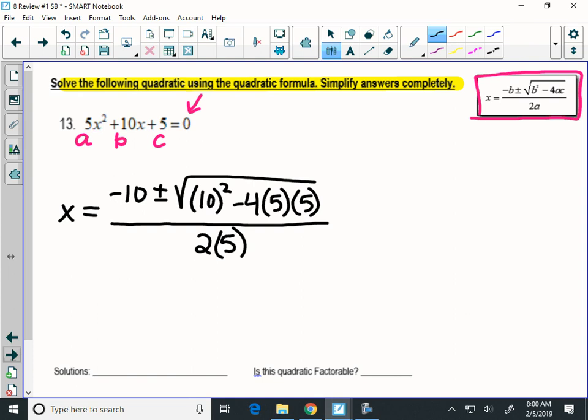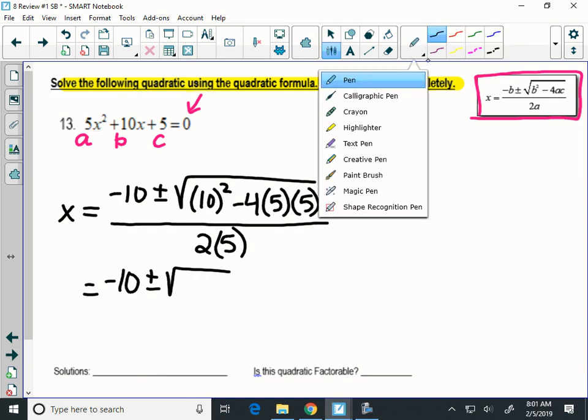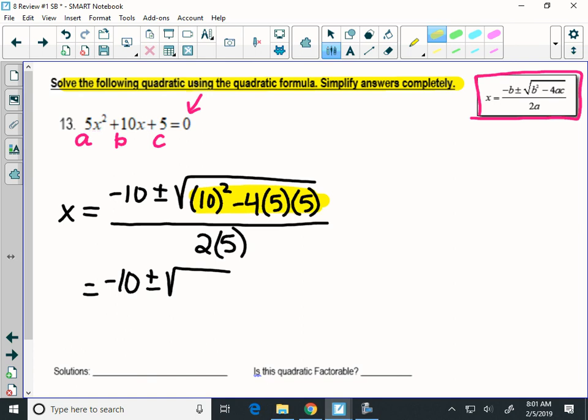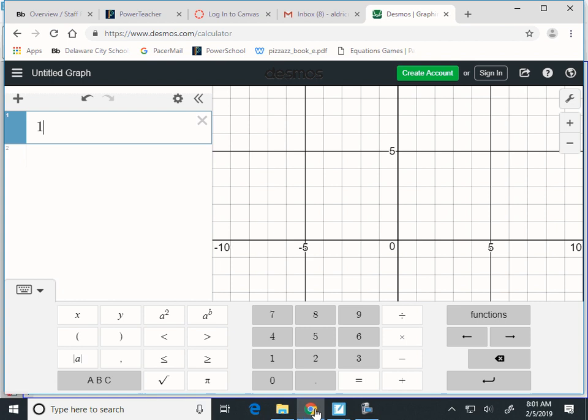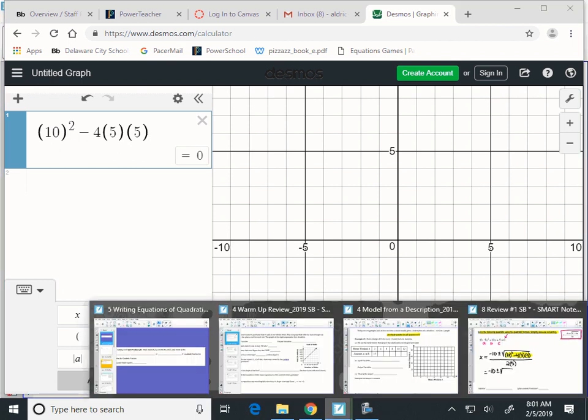Now we get to simplify this. The negative 10 stays the same with a plus or minus. Now your job is, we're going to use Desmos, or your calculator. You're going to put what's under the square root, called the radicand, just into Desmos. Do not type the square root, just type the 10 squared minus 4 times 5 times 5. So we'll come in here, we'll have, for your parentheses, 10 squared minus 4 times 5 times 5, which gives me 0 actually. So what's under the radical is 0.